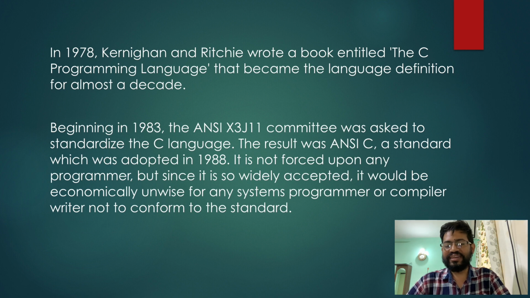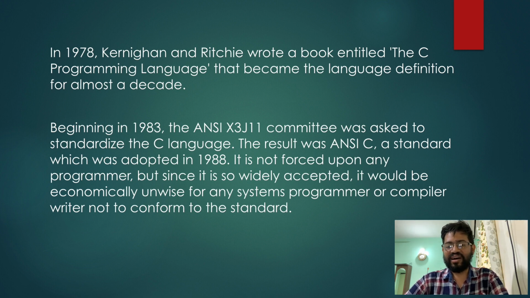So in 1979, you can see that there was a book entitled The C Programming Language, written by Kernighan and Ritchie, that became the language definition for almost a decade. This is a very famous book for the C programming language.